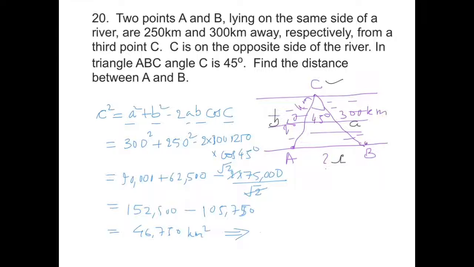Therefore C is square root of 46,750, which comes to about 216 kilometers, and that's our answer.